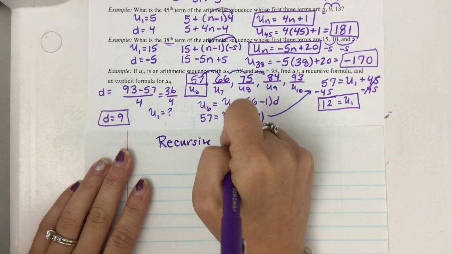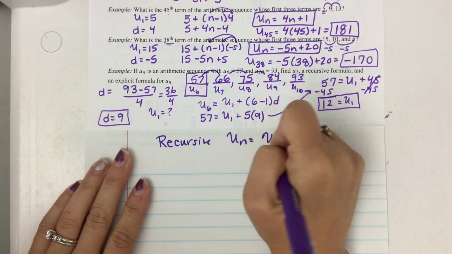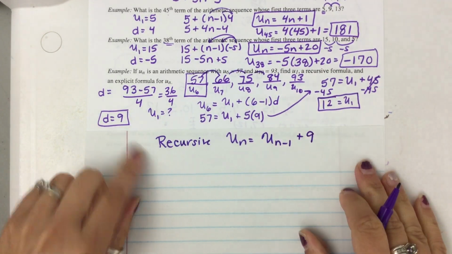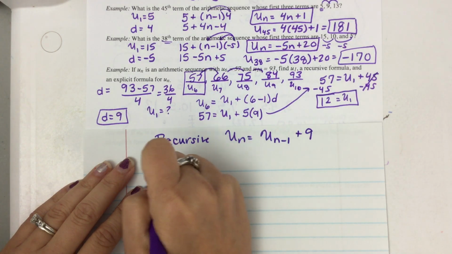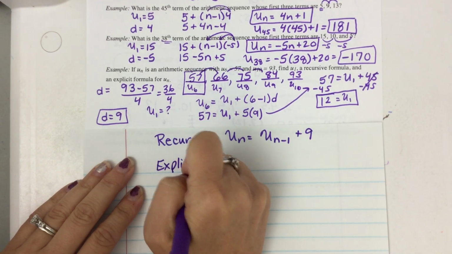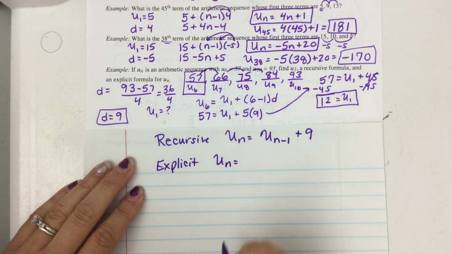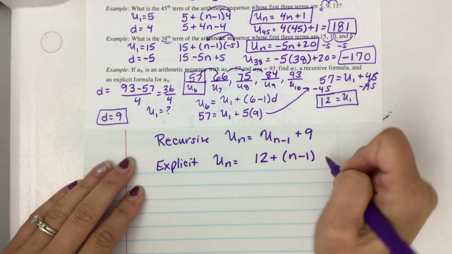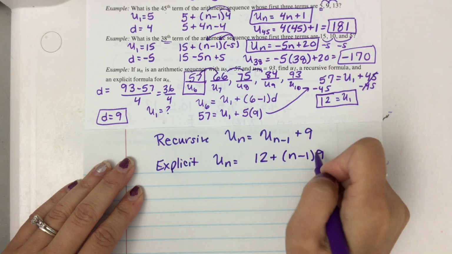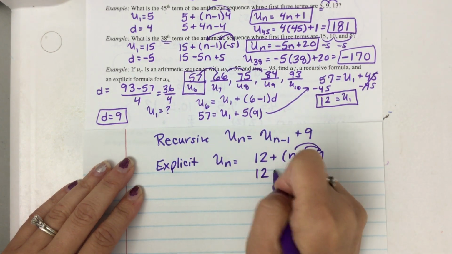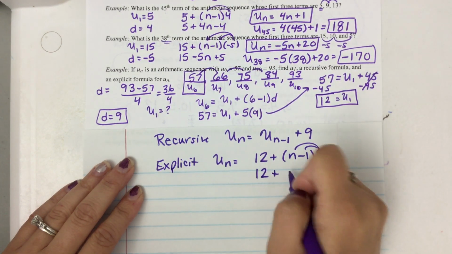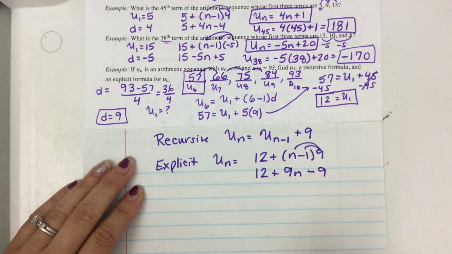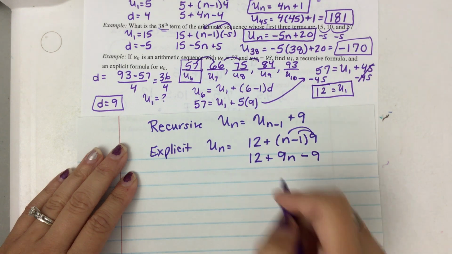To find a recursive formula, it is u sub n minus 1. Take the previous term. The common difference is positive, so you add 9. To find an explicit formula, u sub n equals the first term, 12, plus n minus 1 times d. Distribute, so 12 plus 9 times n is 9n, minus 9 times 1 is 9.